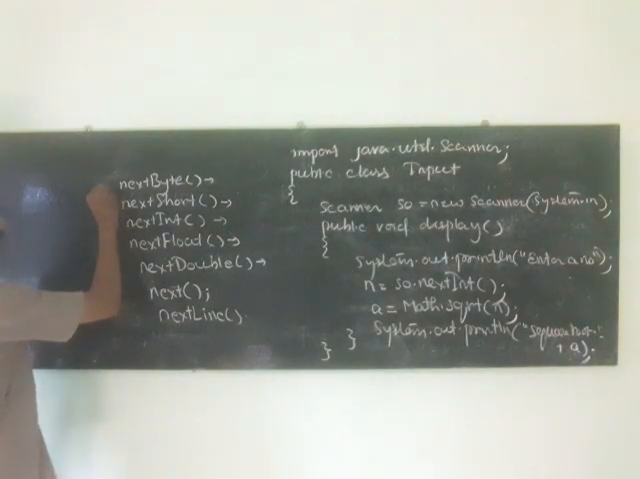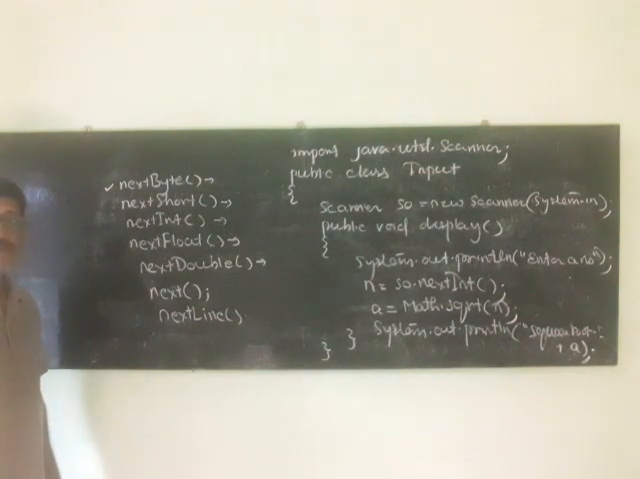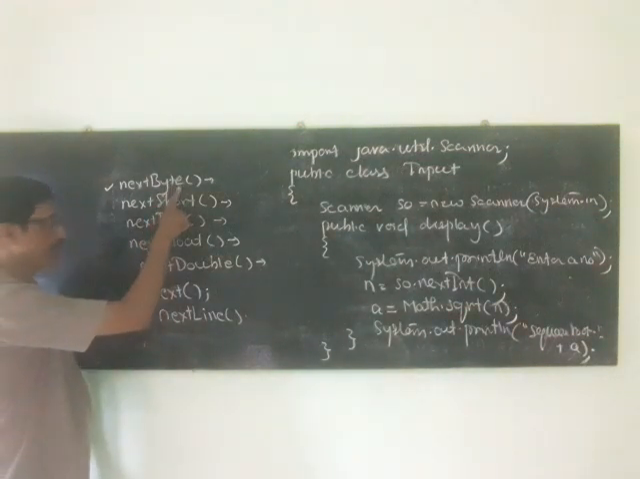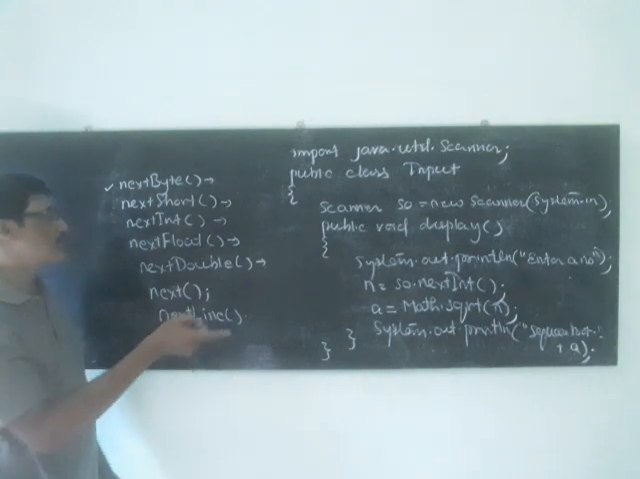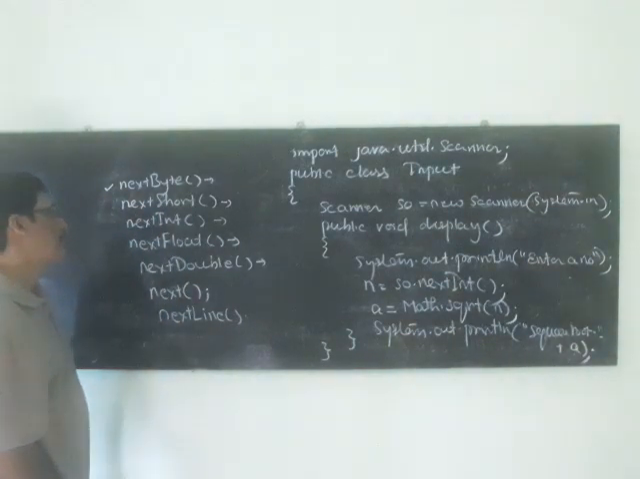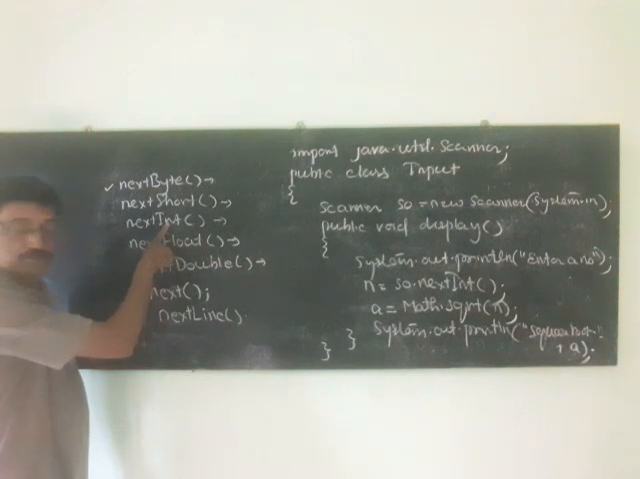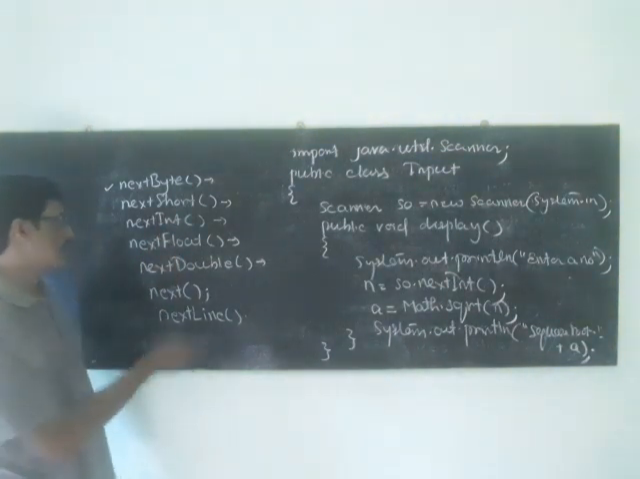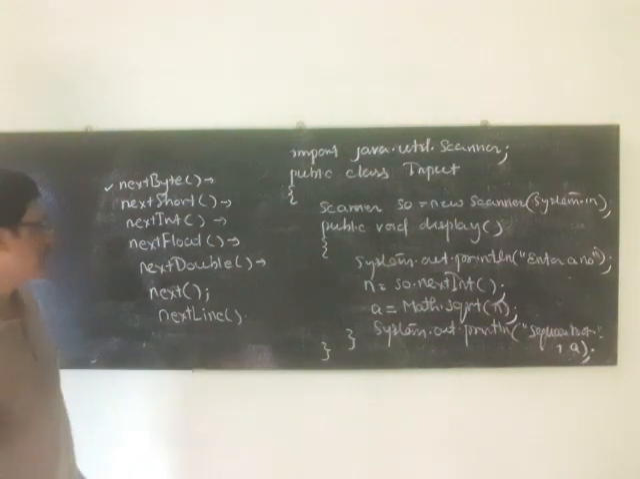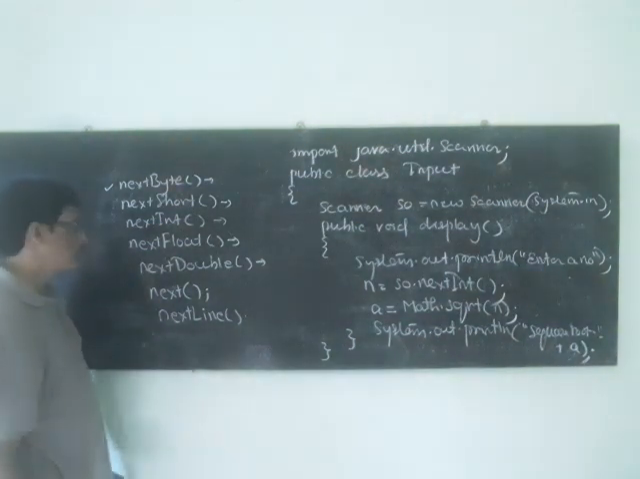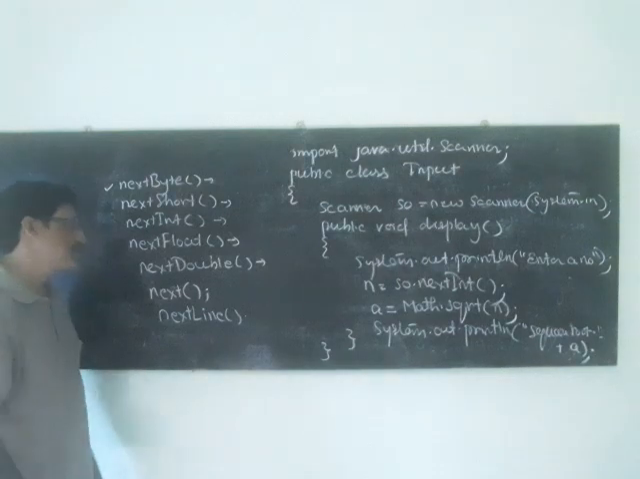So nextByte is used to input data if the input consists of a byte type of data. The nextShort function is used to input data if the input consists of the short type of data. The nextInt function is used to input an integer. The nextFloat function is used to input a single precision real number. The nextDouble function is used to input a double precision real number.